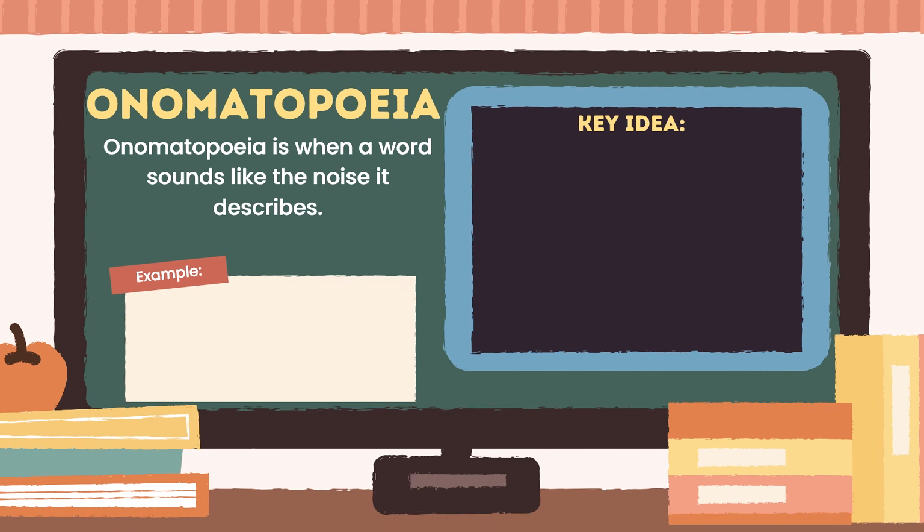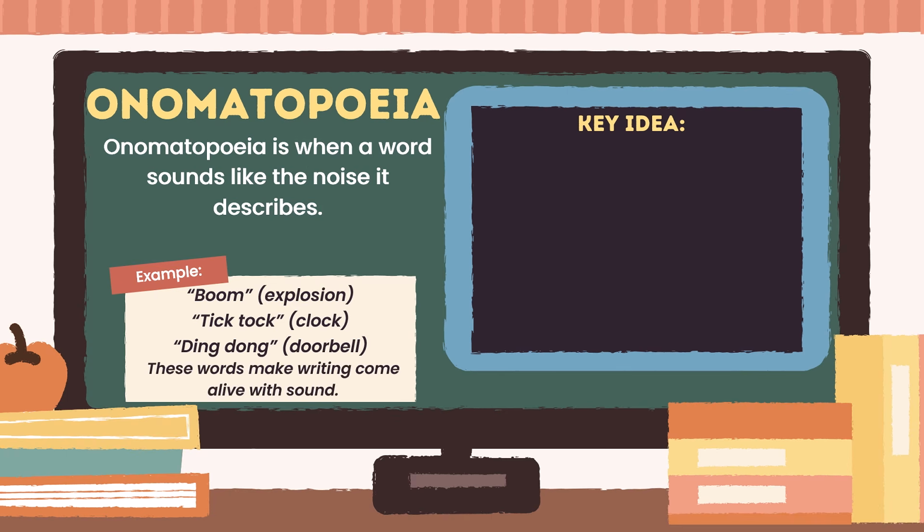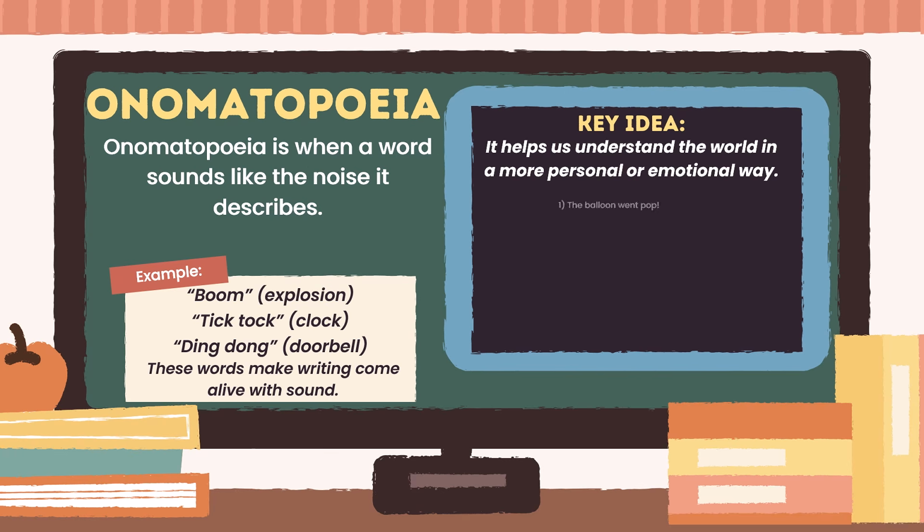Onomatopoeia. Onomatopoeia is when a word sounds like the noise it describes. Example: boom, that's an explosion. Tick-tock, that's a clock. Ding-dong, that's a doorbell. These words make writing come alive with sound. Key idea: it helps us understand the world in a more personal or emotional way.